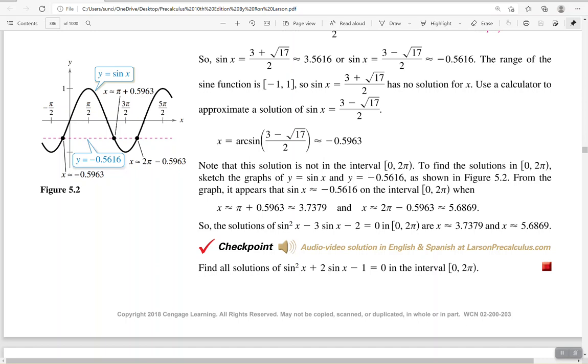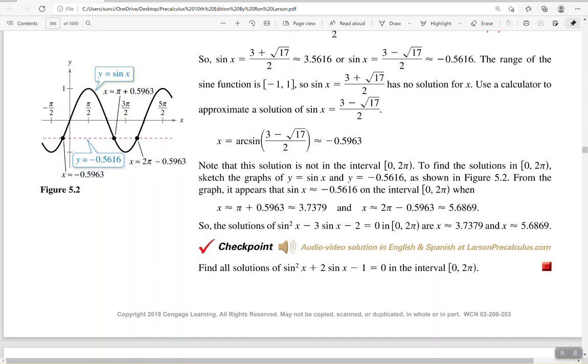And remember, 2 pi goes a full revolution, right? So it gets you to the same place, but it'll give you a positive number, not a negative number, because we need to be between these two. Okay?